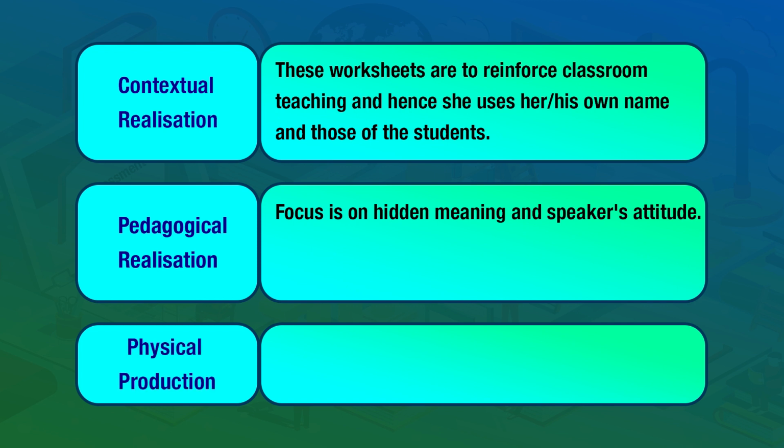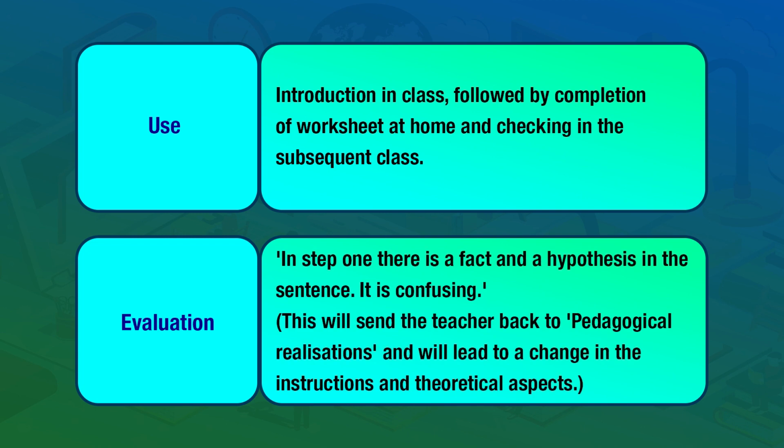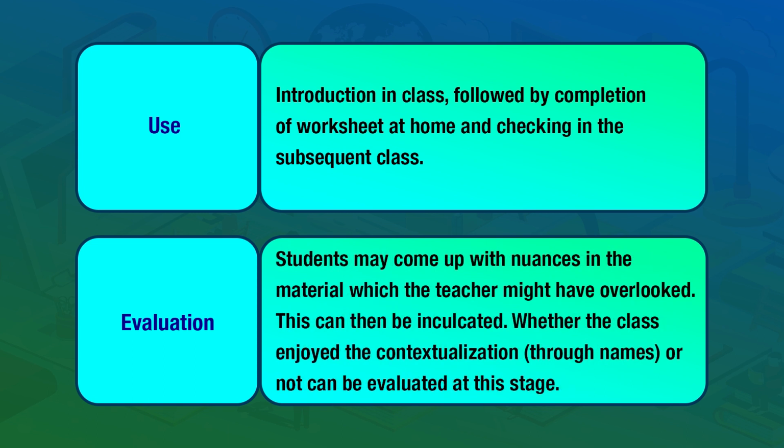Then comes the physical production. That is, the photocopied worksheets are distributed to the learners. Introduction in class followed by completion of worksheet at home and checking in the subsequent class. And lastly comes the evaluation. Students' comments and difficulties with worksheets, examples. There is a fact in hypothesis and the sentences. It is confusing. This will send the teacher back to the pedagogical realization and lead to the change in the instructions and its underlayings. Students may come up with nuances in the materials which the teacher might have overlooked. Whether the class has enjoyed the contextualization through names or not can be evaluated at this stage.